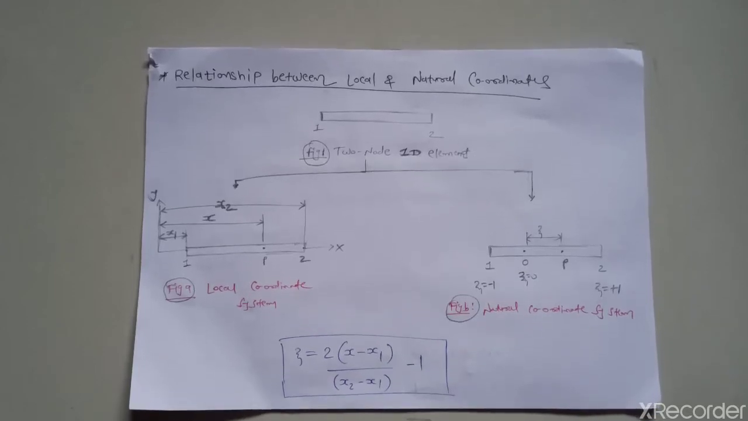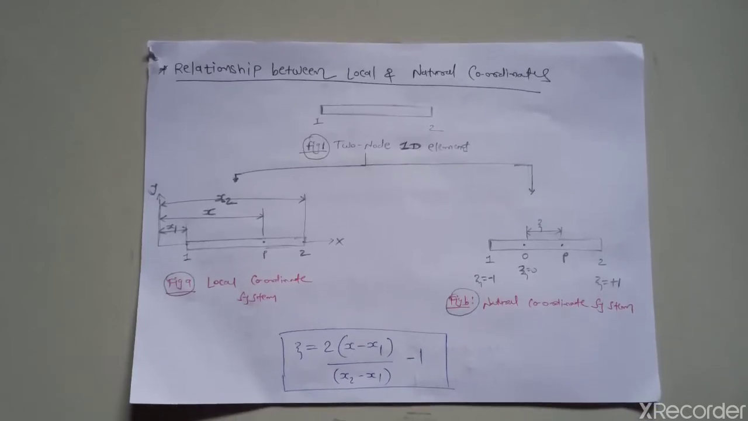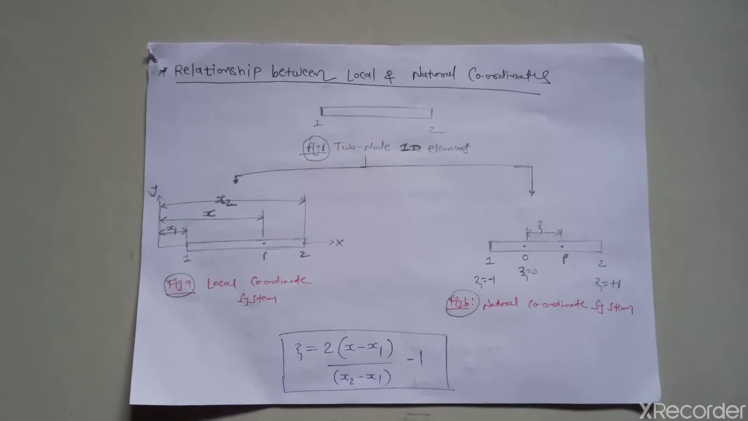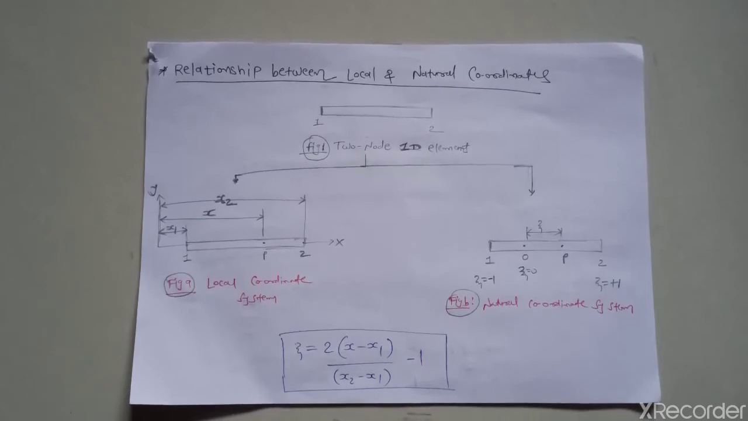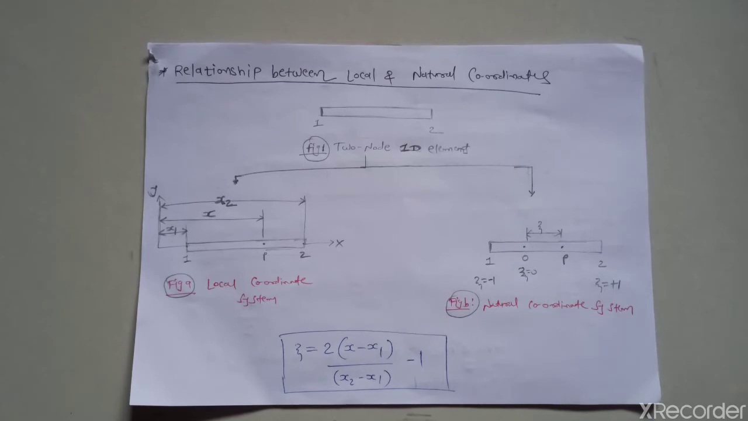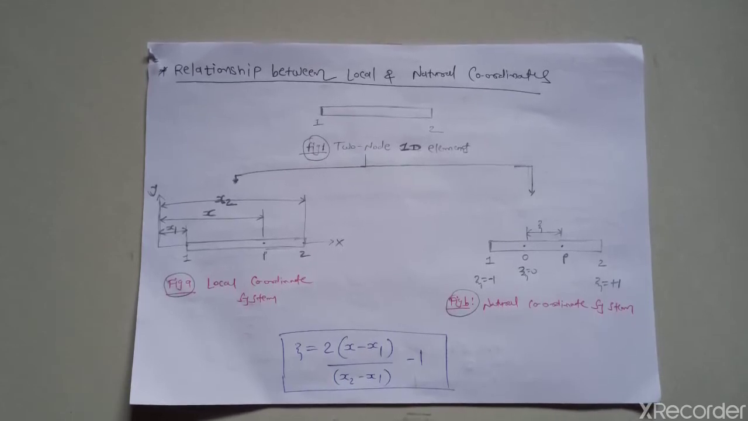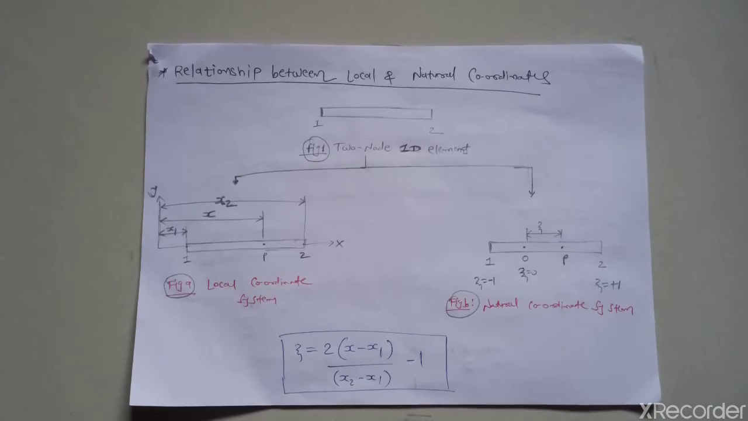Now in this lecture we discuss the relationship between local and natural coordinates, shape functions, and an example of shape functions in finite element analysis. First we discuss the relationship between local and natural coordinates. Now consider figure 1. Figure 1 shows the two node one dimensional element.